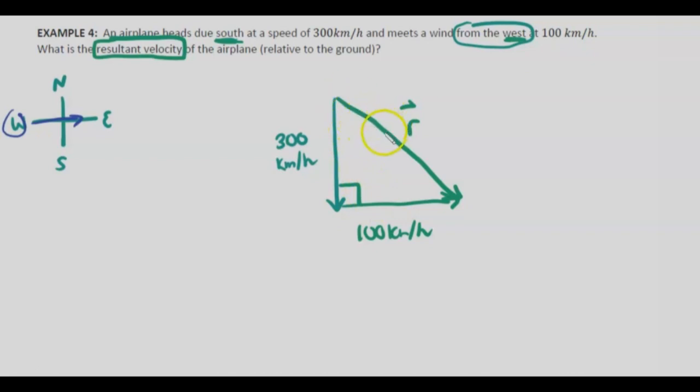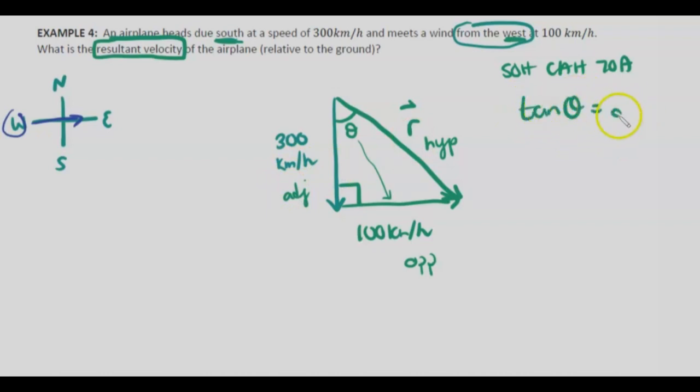We do not know what this angle is, so let's call it theta. This side is going to be opposite, and we're going to use SOHCAHTOA. This side is adjacent, and this side is the hypotenuse. Let's use 100 and 300. We know that tan theta equals opposite over adjacent, so tan theta is going to be 100 over 300.